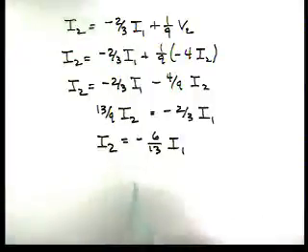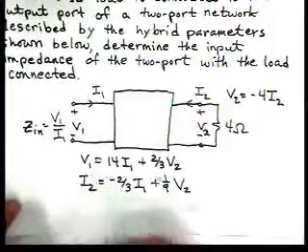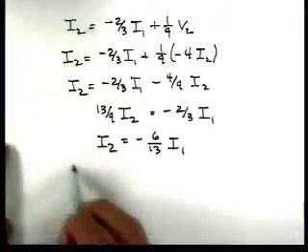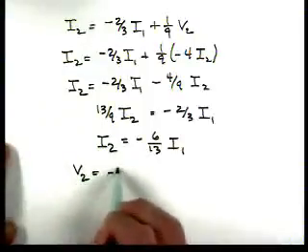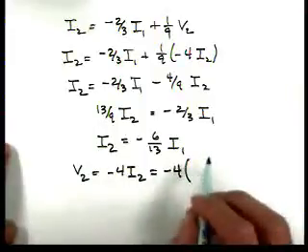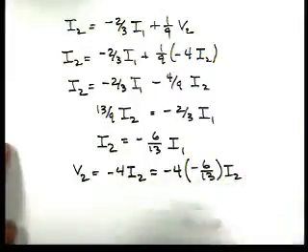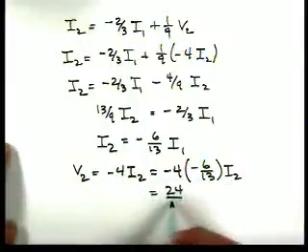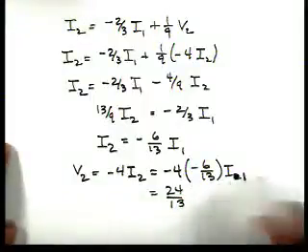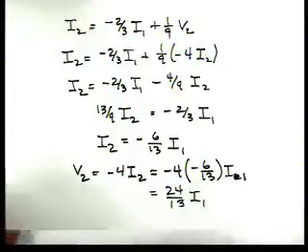And now let's go ahead and calculate V2, because if we can get V2 in terms of I1, then we can get our input impedance. We basically have to get V2 in terms of I1. So here we have V2 is minus 4 times I2. So we have minus 4 times minus 6/13 times I1, and that's 24/13 times I1.